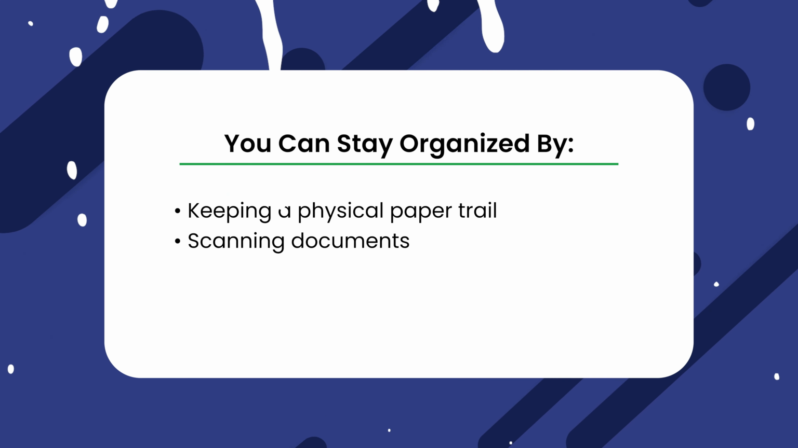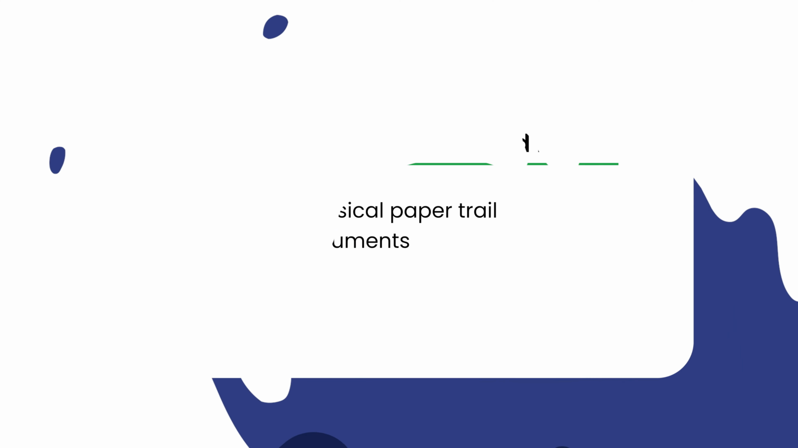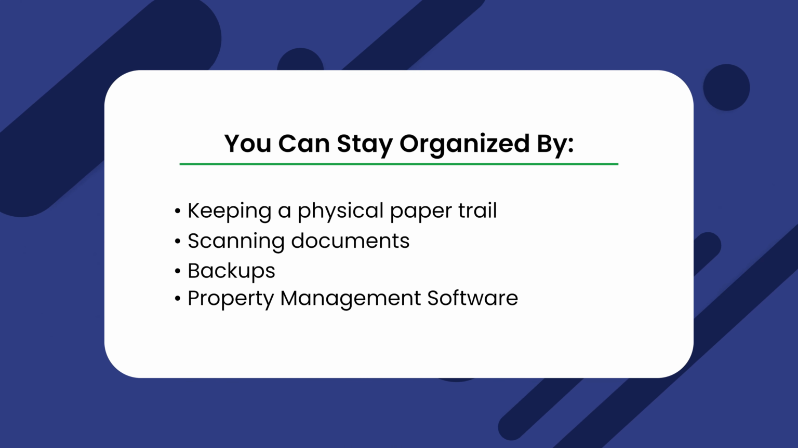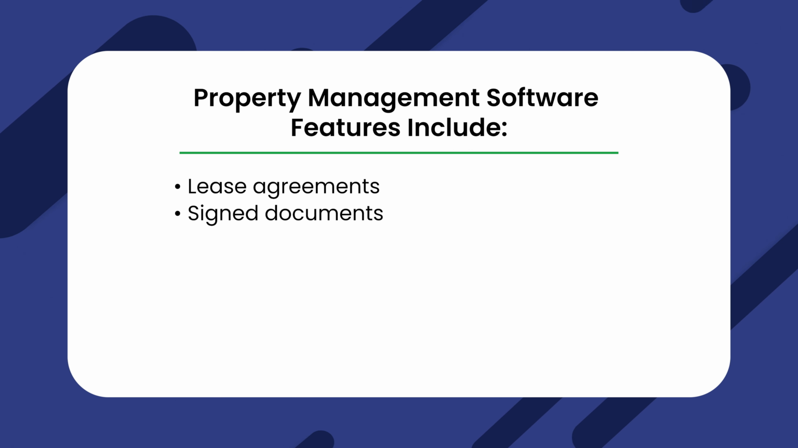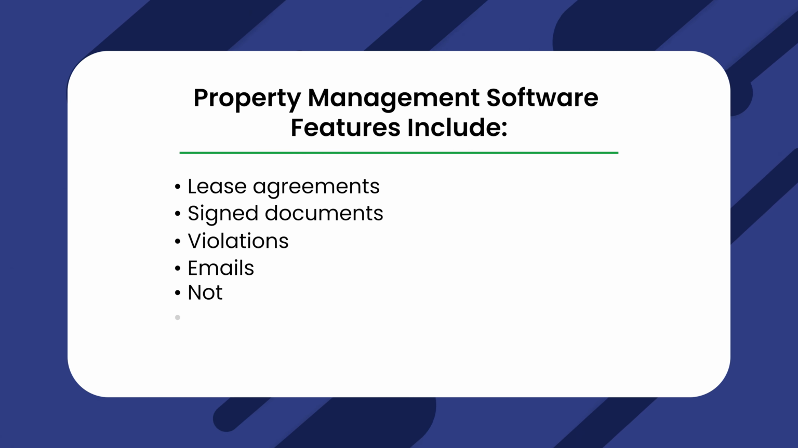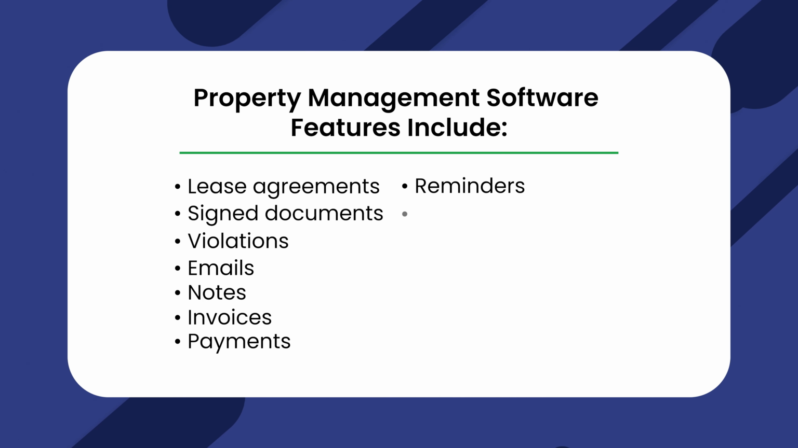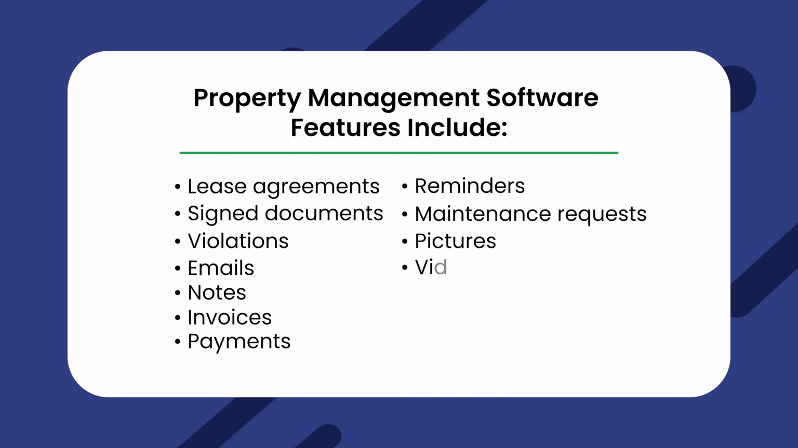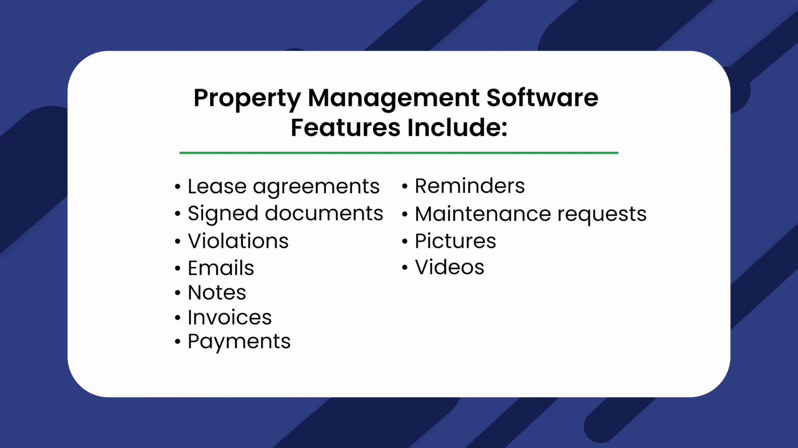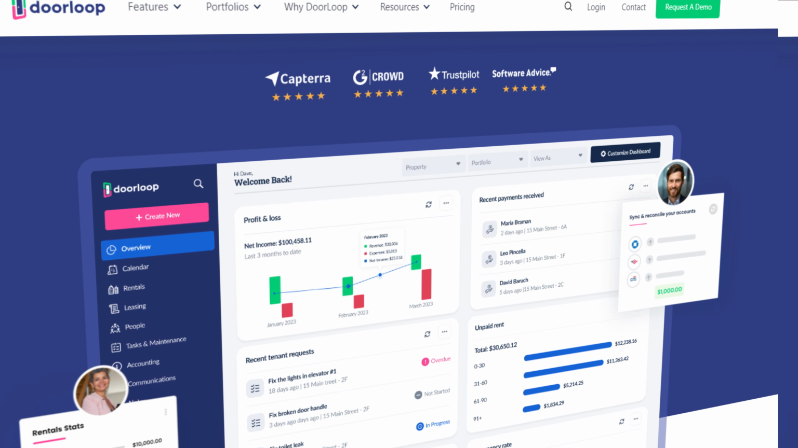Scanning documents. Scan every document into your computer. Backups. Store and backup every file using Dropbox, Google Drive, OneDrive, or any other option that is easily searchable. And PMS. Use a property management software to save everything from lease agreements, signed documents, violations, emails, notes, invoices, payments, reminders, maintenance requests, pictures, videos, and anything else that can possibly be useful in a court case. This is most useful when you're able to scan every important document. DoorLoop is a great example.